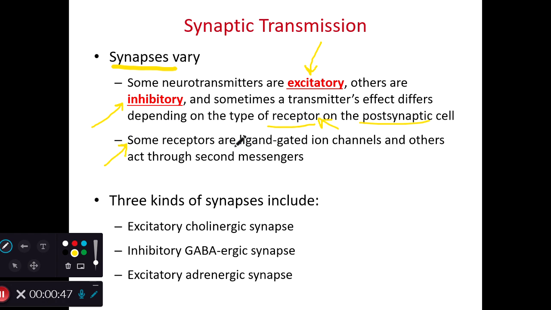Some of our receptors are going to be ligand gated, and others are going to act through secondary messengers. So as we're looking at these synapses, we're going to talk about three broad categories. We have excitatory cholinergic, inhibitory GABAergic, and excitatory adrenergic synapses. And these are going to focus on three of those broad categories of neurotransmitters that we talked about: the acetylcholine, and then we're going to have the monoamine, and then the amine-based neurotransmitters. So let's dive into it.